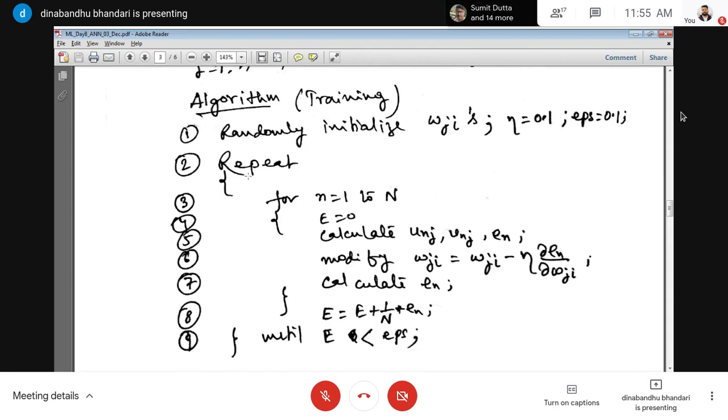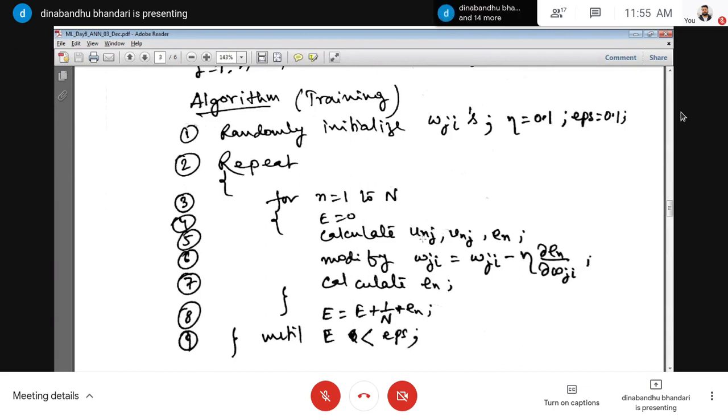But anyway, then you repeat for each data point n equal to 1 to capital N. You put capital E equal to 0 and then we calculate the error. You calculate unj for the nth data; we know how to calculate unj, that is the summation of xni wji, i equal to 0 to d.